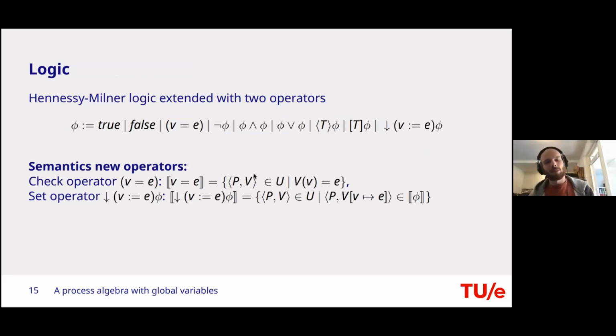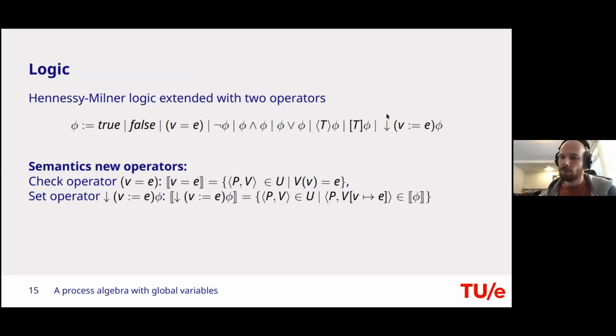So onto our first real contribution. We have defined an extension of the Hennessy-Milner logic with two new operators. The first one is a check operator. So this V is E, which, if we look at the semantics, is true for any state in the universe where the valuation maps V to E.